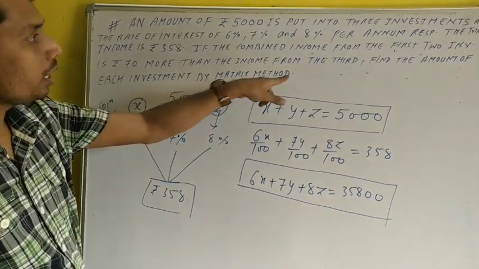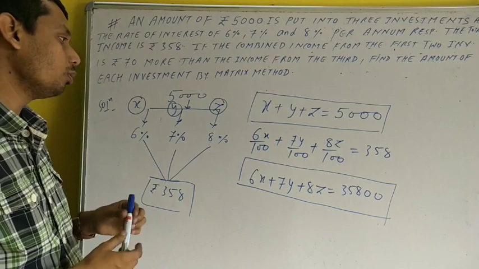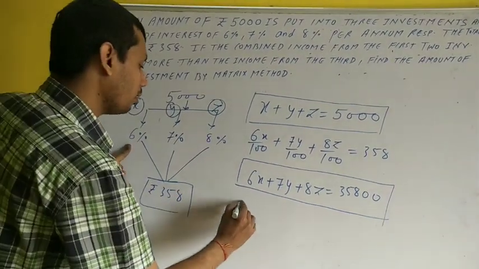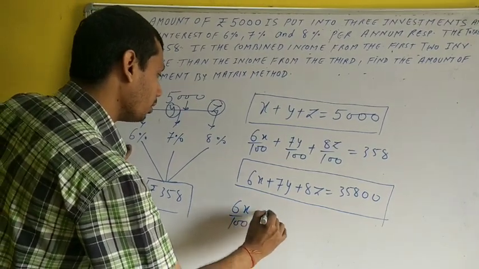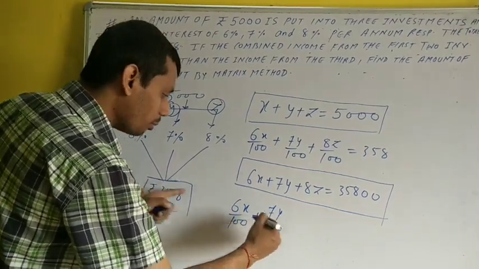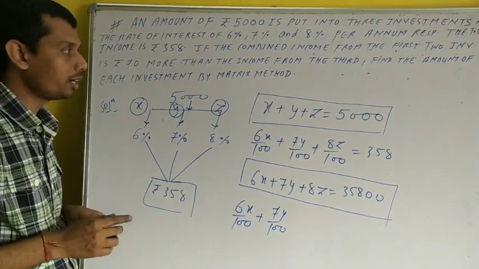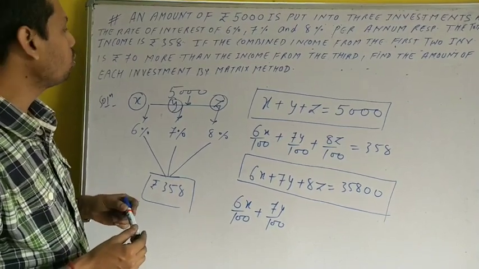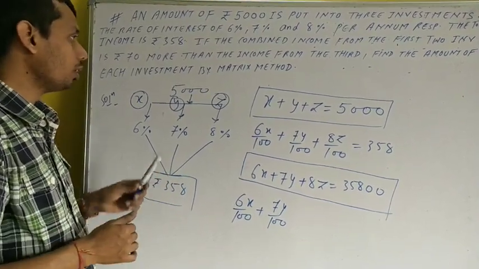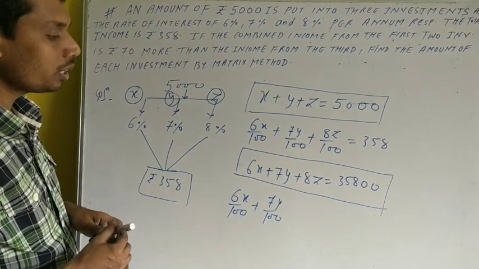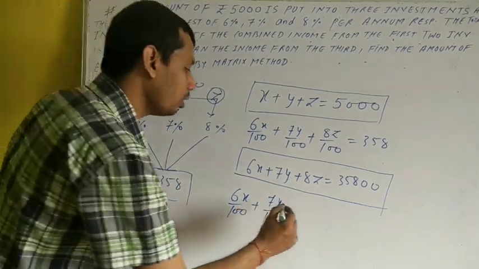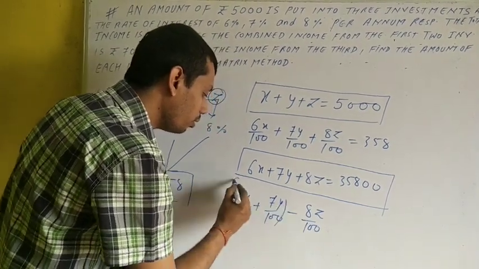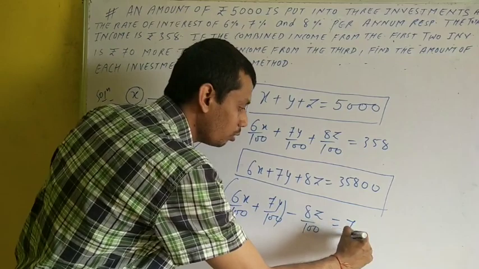If the combined income from the first two investments, the combined income from the first investment and second investment, that is 6x by 100 plus 7y by 100. This is the combined income of the first and second investments. Now, if the combined income from the first two investments is 70 more than the income from the third investment, the third investment is what? 8z by 100. Now, the difference of these two is equal to what?